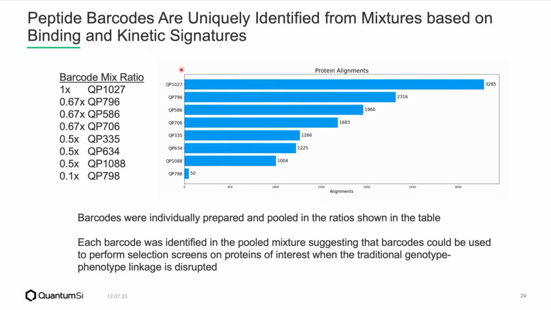And as you can see in the figure on the right-hand side, we were able to generate unique alignments for each one of these barcodes. So in this mixture of 8 different barcode samples, we were able to generate a range of alignments that uniquely identified each of the 8 barcodes, with the relative number of alignments roughly corresponding to the ratio of the peptides within the sample. And again, I think this is just highlighting how you could use these barcodes to perform selection screens where you may have that traditional genotype-phenotype linkage disrupted by the host system.